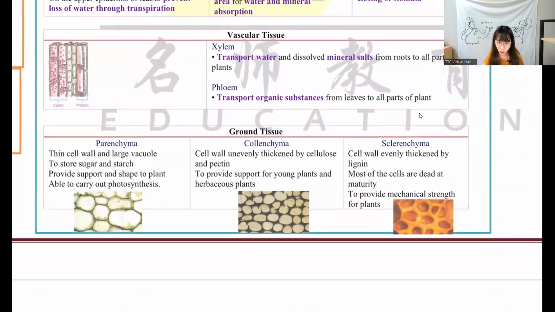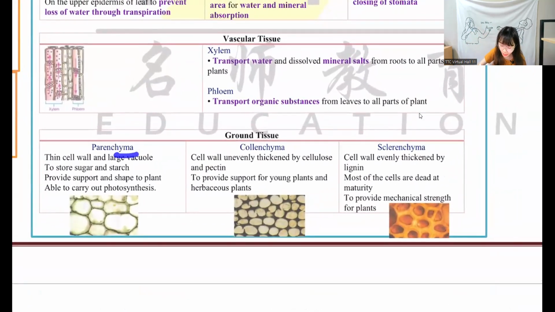And then we have ground tissue. Ground tissue ends with chyma. All of the ground tissue ends with chyma. It means that they have a similar function, as all of them provide support. Support, support, and also support. Mechanical strength is also support. All of them have support.